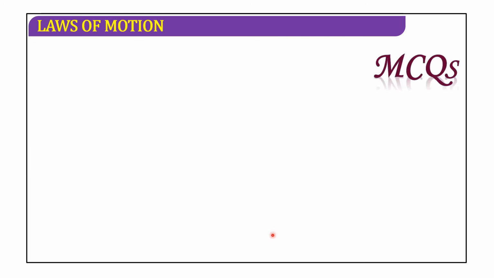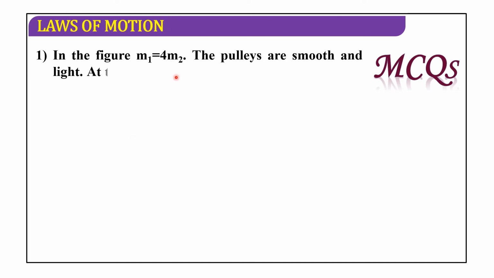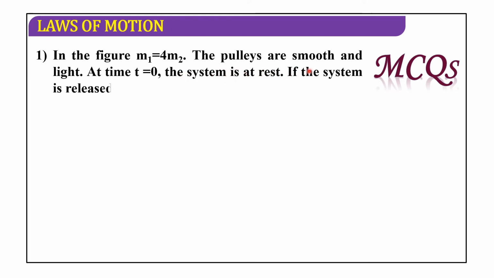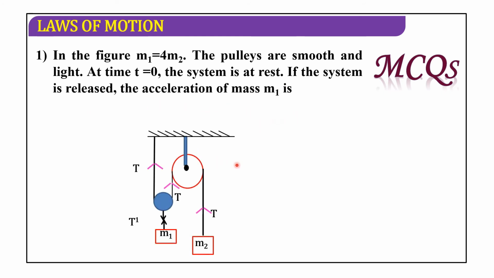Now let us discuss MCQs. First one: in the figure m1 is equal to 4 m2, the pulleys are smooth and light. At the time t is equal to 0, the system is at rest. If the system is released, the acceleration of the mass m1 is, see this picture here, the pulleys are smooth and light. At time t is equal to 0, the system is at rest. Here m1 is equal to 4 m2. So we have to find the acceleration of mass m1.